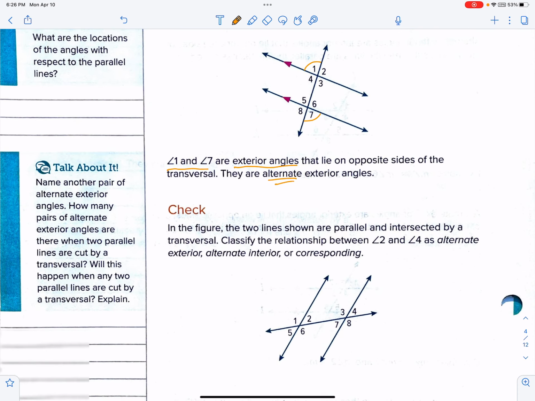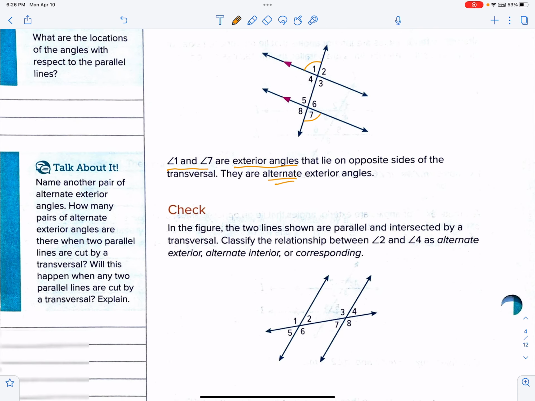So we have 180 minus 105, and when we do that, we should get 75 degrees. So angle 2, I've just solved, is 75 degrees. Now there's some things that we know. We know that angle 1 is the same as angle 5 because they're on the same side, they're corresponding angles. We know that angle 2 has to be the same as angle 6 because they're corresponding angles.